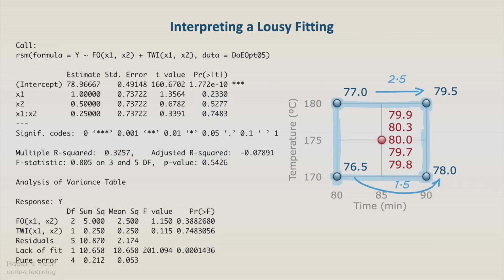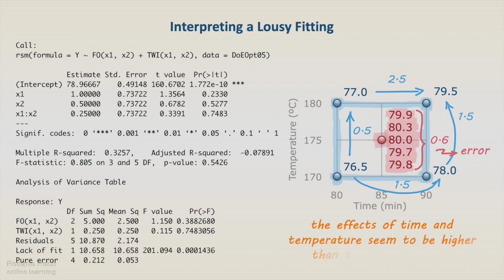We can see that the effect of the time is 2.5% at 180 degrees and 1.5% at 170 degrees. Regarding the temperature, its effect is 0.5% at 80 minutes and 1.5% at 90 minutes. However, the intrinsic variation among the replicates at the central point is 0.6%. The effect of time and temperature seems to be higher than the intrinsic error. Then, why are they not significant?